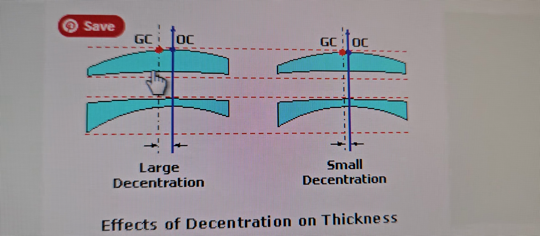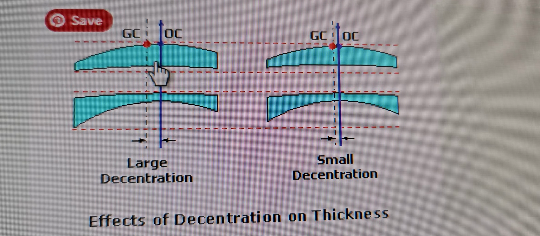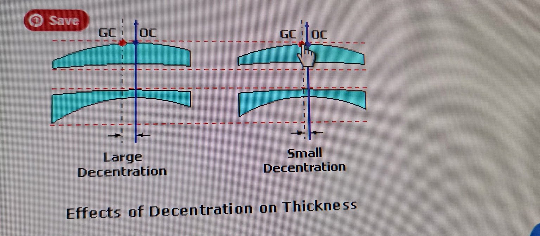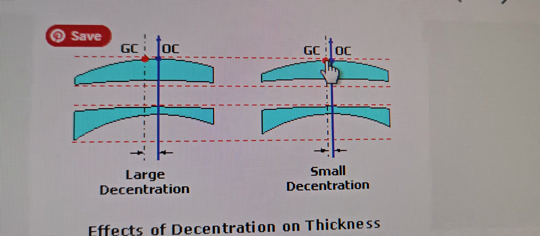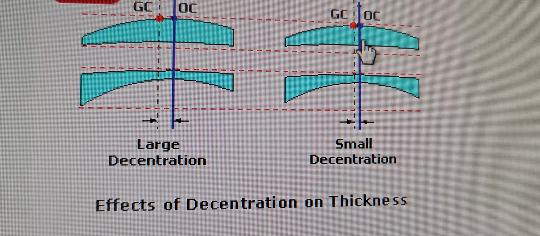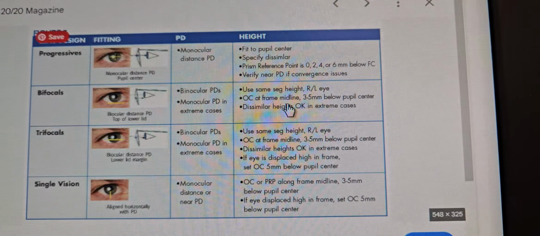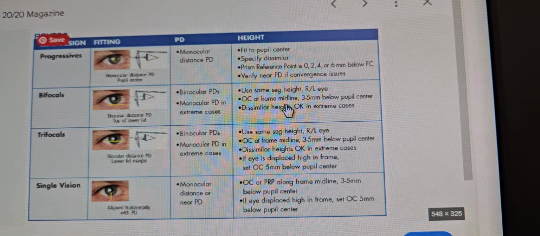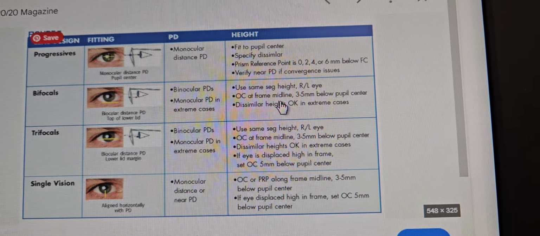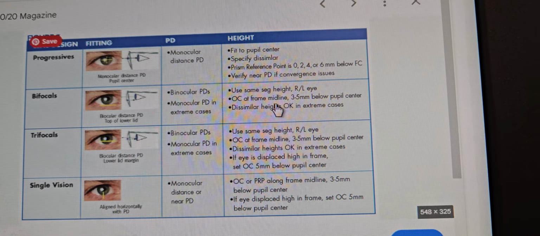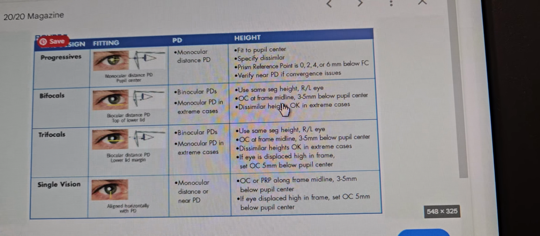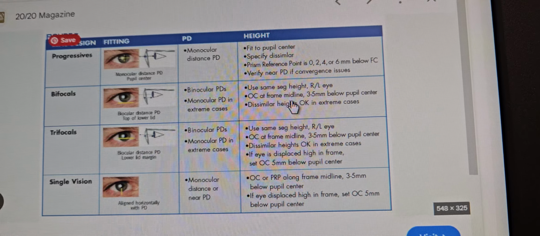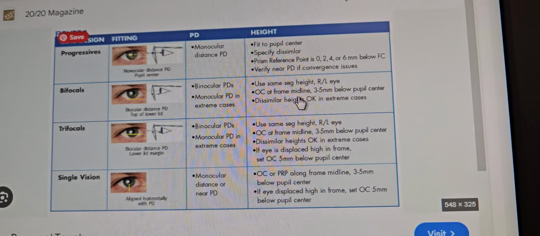So see, there is a lot of gap. Large decentration means large prismatic effect. If you see here, less separation, less distance, so small prismatic effect. So this is the marking we take from. For progressive we are taking from the center of the eye, bifocal from the lower lid margin, trifocal just below the pupil area, single vision from the center of the pupil. Progressive and single vision marking is from the center of the pupil.